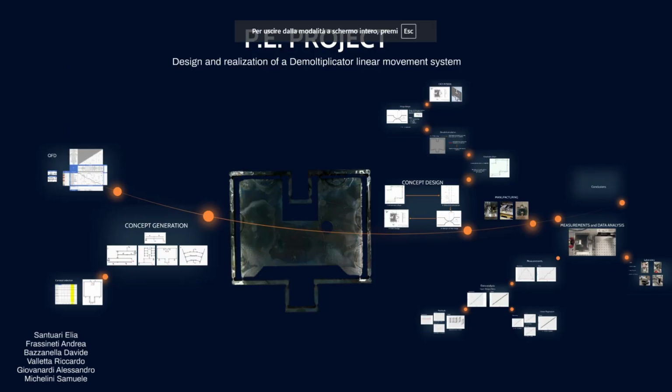The objective of the project was to engineer a compliant mechanism that has the ability to demultiply an input by a factor of 20. The first step consisted of filling out the quality function deployment, or QFD, in order to form concepts that are based on the given requirements and the chosen specifications for this project.